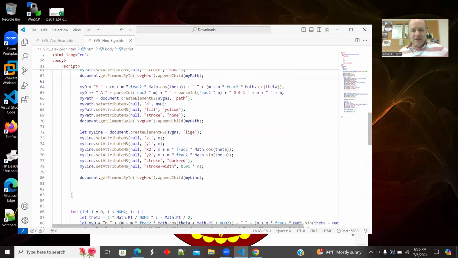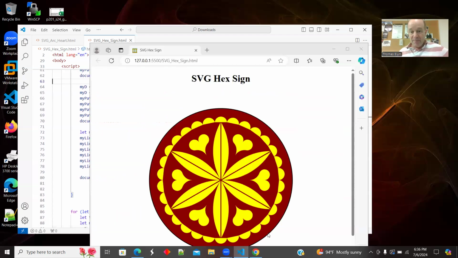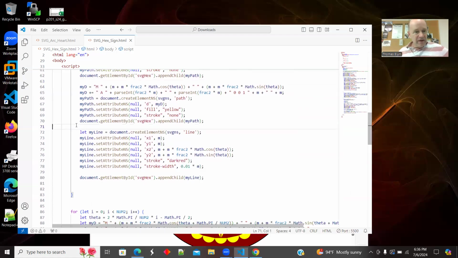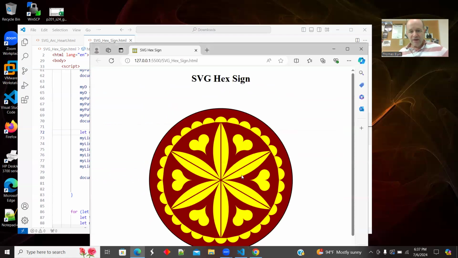Then I wanted that sort of gap in there. And so I made a line that went from the center M to the outer edge, the same M plus M frac. So it's going to that same point, but now with a line, and that had a stroke of dark red and some width. So that was then these lines.